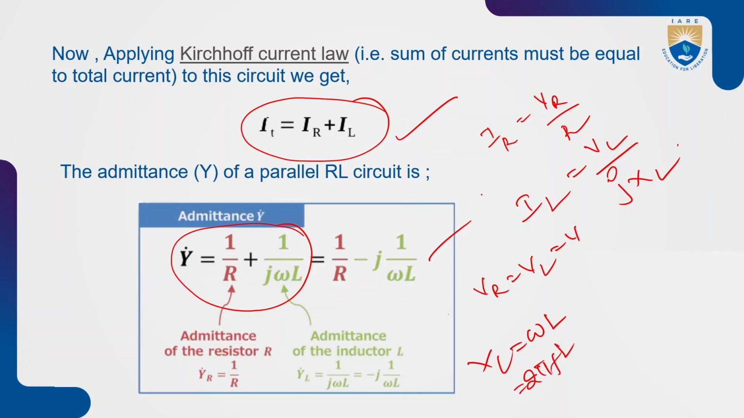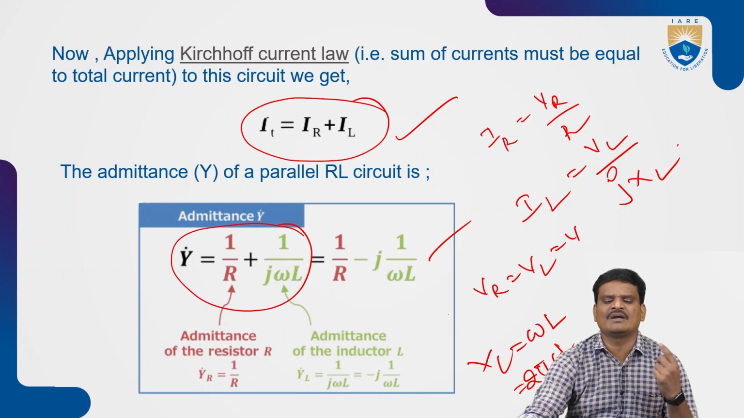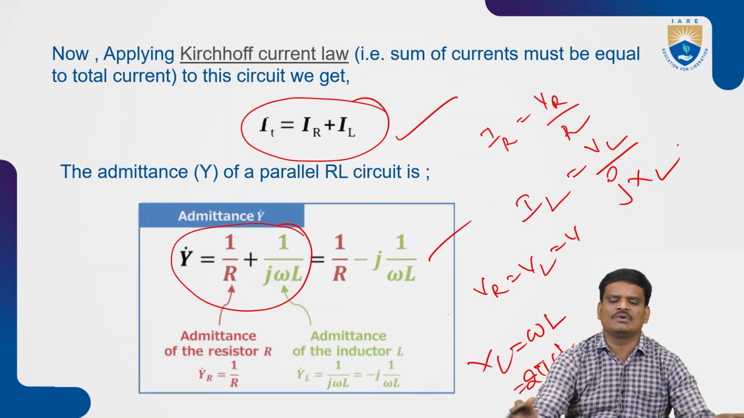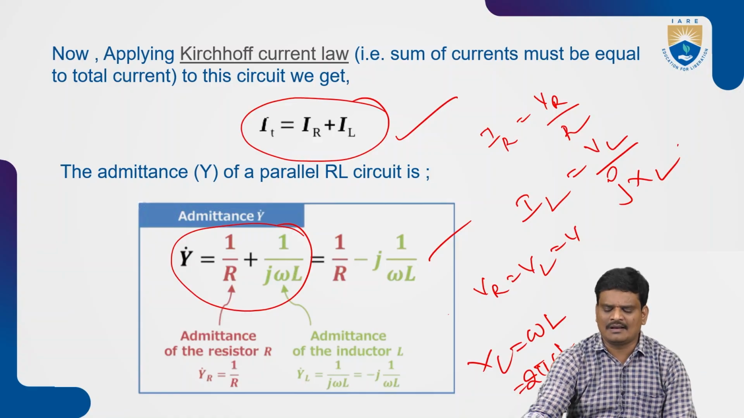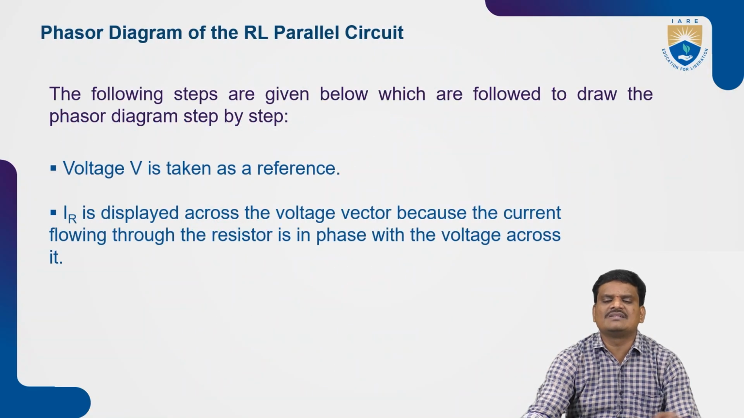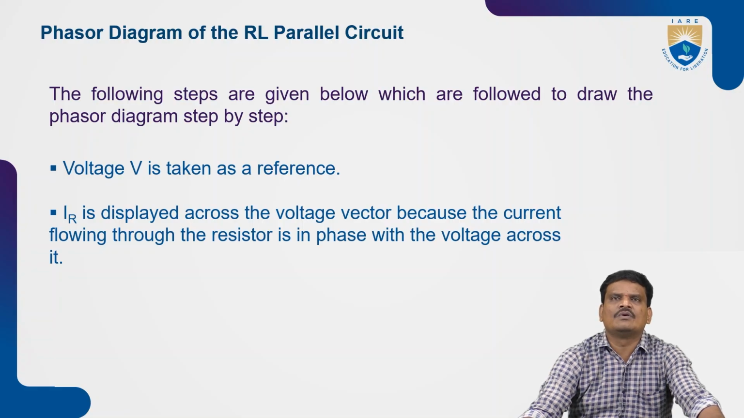Here YR is the admittance of the resistance R, and YL is the admittance of the inductor L, which can be represented by 1 by J omega L, or, if I take the J operator to the numerator side, it becomes minus J by omega L. Both are right. So this is the expression for the admittance of a parallel RL circuit. Now we will go to the phasor diagram representation.